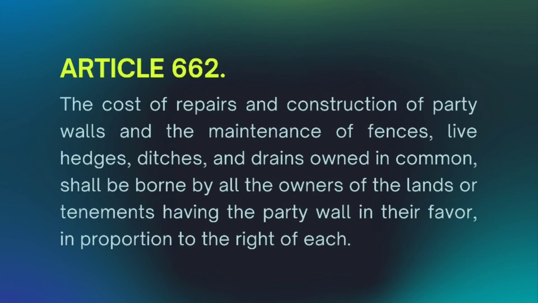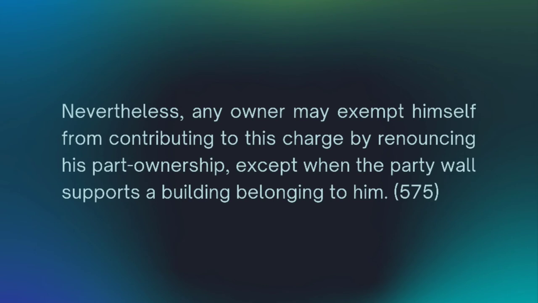Article 662. The cost of repairs and construction of party walls, and the maintenance of fences, lath hedges, ditches, and drains owned in common, shall be borne by all the owners of the lands, or tenements having the party wall in their favor, in proportion to the right of each. Nevertheless, any owner may exempt himself from contributing to this charge, by renouncing his part ownership, except when the party wall supports a building belonging to him.